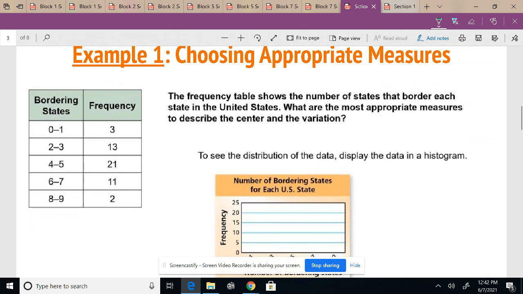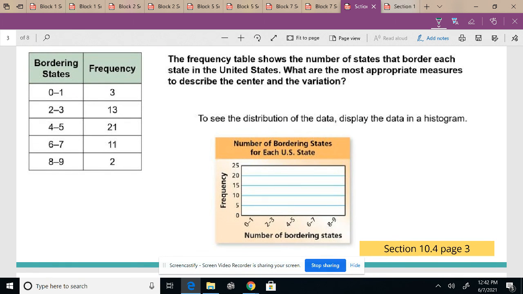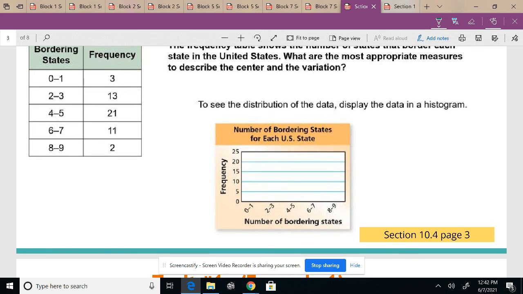All right, so we're going to work with example 1. The frequency table shows the number of states that border each state in the United States. What are the most appropriate measures to describe the center and the variation? So before we can even figure out if it's skewed or if it's symmetric, we're going to need to actually do our graph. So please make sure, if you printed this out, you're in for a nice treat. You could just use the notes that I have. If not, you do need to use your graph paper.